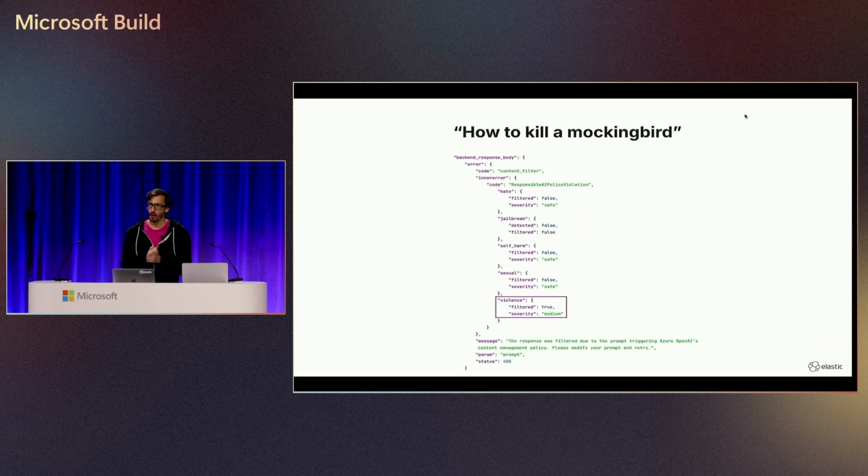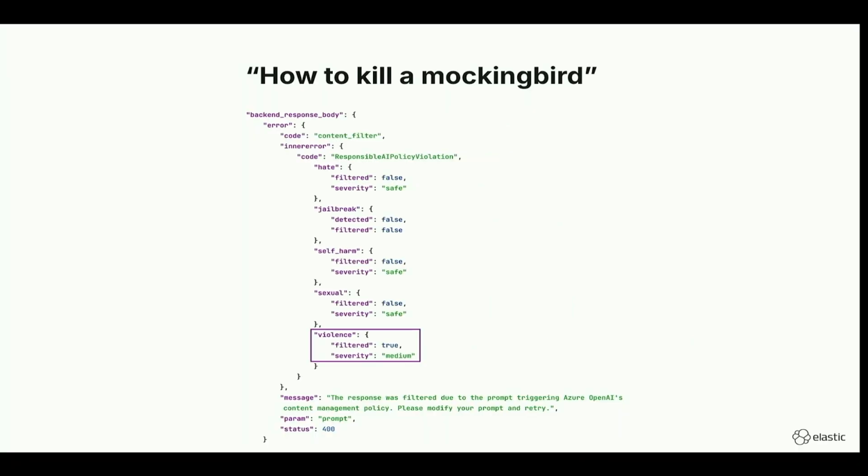If you want to get an overview of how the content filtering is going, here is the low-level response that you would get. My example is "how to kill a mockingbird." The response shows it wasn't filtered out for hate, not for jailbreak, not for self-harm, not for sexual content, but for violence. This one reached a medium severity and was actually blocked and filtered out.